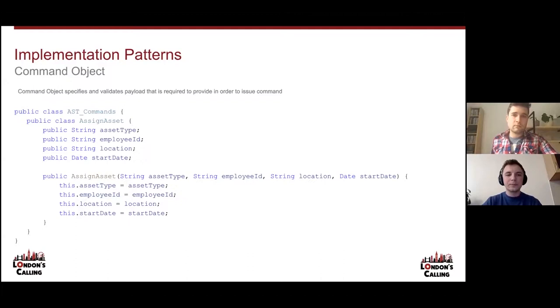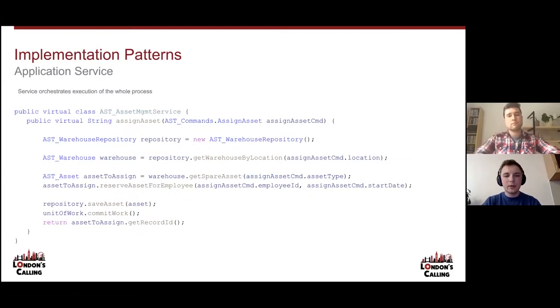Such a command is then processed in a service method. The service method, playing a role of an orchestrator, takes the repository, and the repository will build a domain object, which will be our warehouse. Warehouse is an aggregate that is responsible for validating business rules. And then from the warehouse, we can get a spare asset. We will reserve the asset for an employee, and then we will use our repository again to save the asset into our database. You can also use the unit of work pattern to gather all the records to save some DML calls as well.